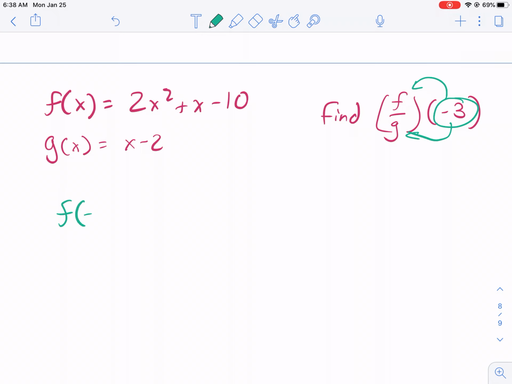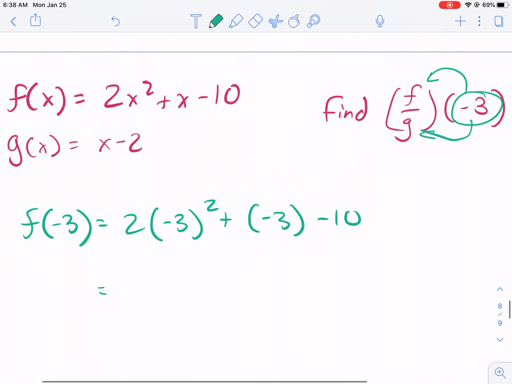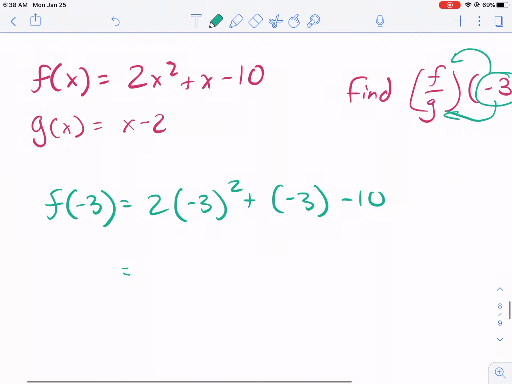Well, f of negative 3 is equal to 2x squared minus x minus 10, and anywhere you see an x, you're going to plug in a negative 3. I like to put it in parentheses just so you see it. There you have it. We would just replace the x with the negative 3 in each case. I have more videos on this for those that are struggling with functions, but this is the basics of it.